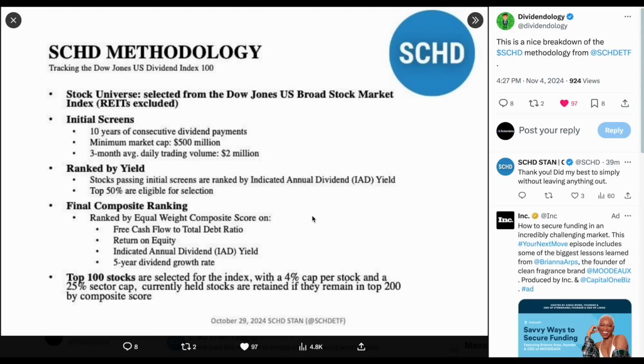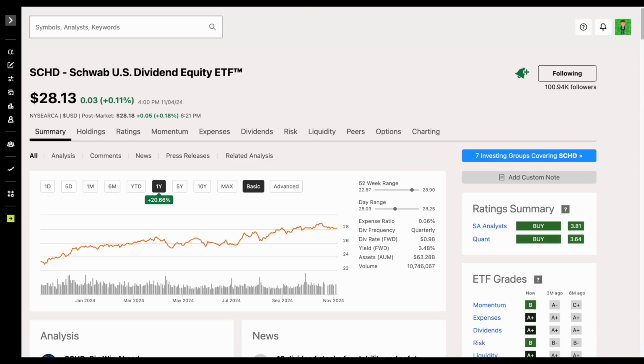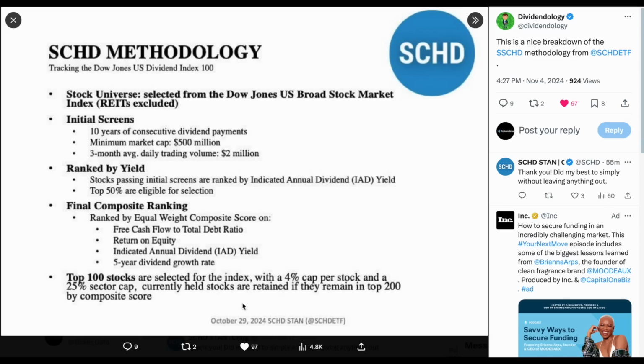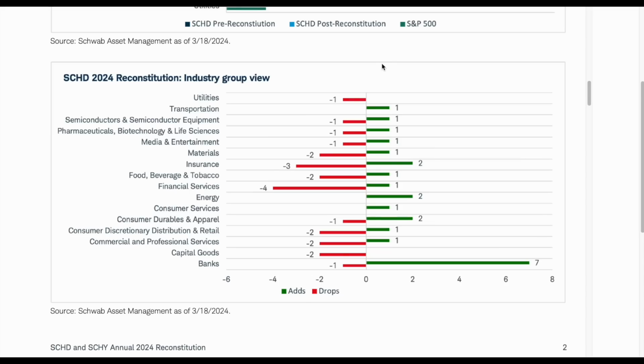So one of the key things we have to understand as well is the stocks that are being held in SCHD are not selected by the fund managers. It is completely up to this methodology. Now, the last thing I have to mention about this is SCHD's annual reconstitution. That's basically saying once a year, SCHD puts all its stocks through this scenario once again.